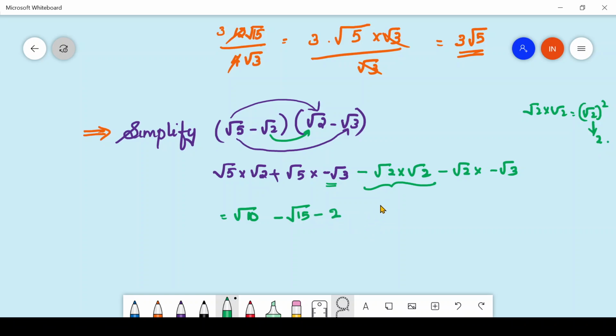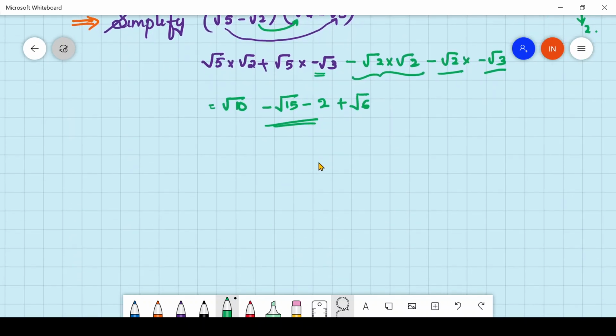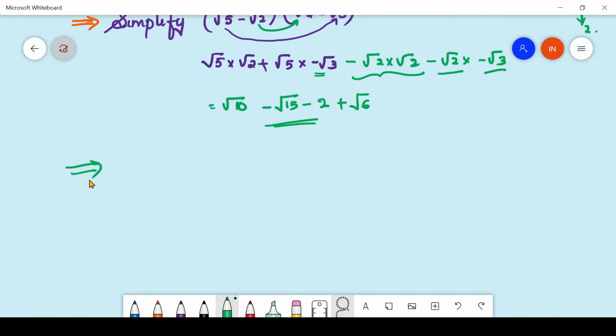Again you can see here negative root 2 and negative root 3. Obviously it will be a positive number, and root 2 into root 3 is root 6. I hope it is clear how to do the simplification. One more, let's do. So the next is, I will write the question: simplify 3 plus root 3 into 2 plus root 2 the whole square.